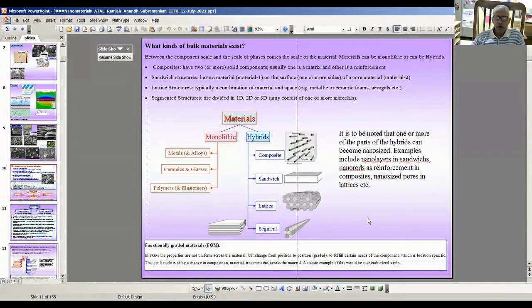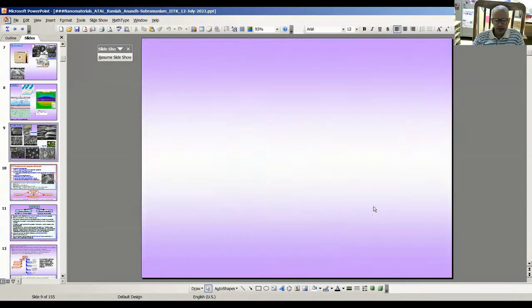Now we have talked about a word called hybrids. So in bulk materials, you can have monolithic material like metals and alloys, ceramics and glasses, and polymers. In hybrids, which is a superclass, you have composites and sandwich structures. Typically you have one layer on the top, a certain layer in the middle, and a bottom layer. For instance, the middle layer could be a foam so that the density of the overall sandwich structure is lower. There are structures known as lattice structures, that means they're made up of material and air.